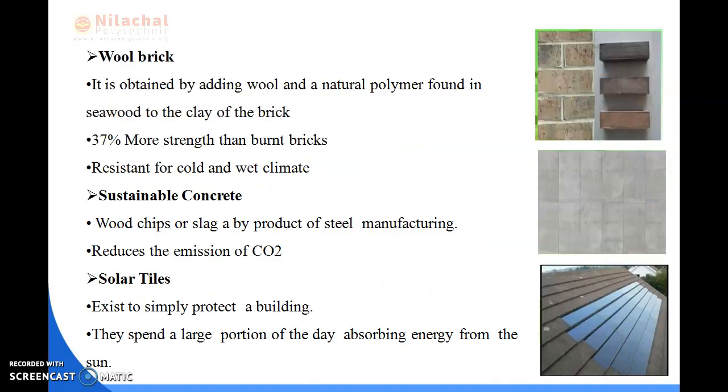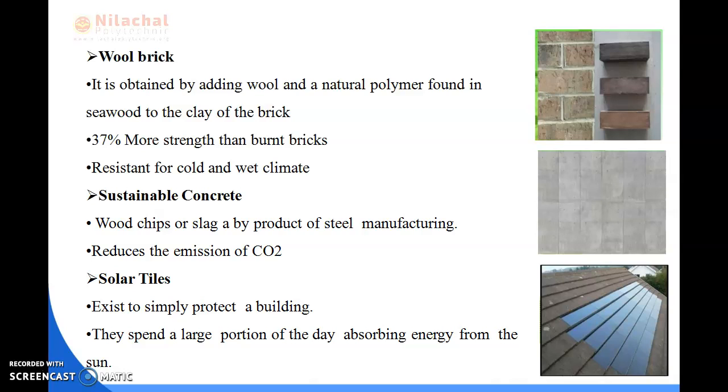So first is wool brick. It is obtained by adding wool and a natural polymer found in seaweed to the clay of the brick. It has 37% more strength than burnt bricks and is resistant to cold and wet climates. The wool brick is mainly used in our green buildings. Next is sustainable concrete.